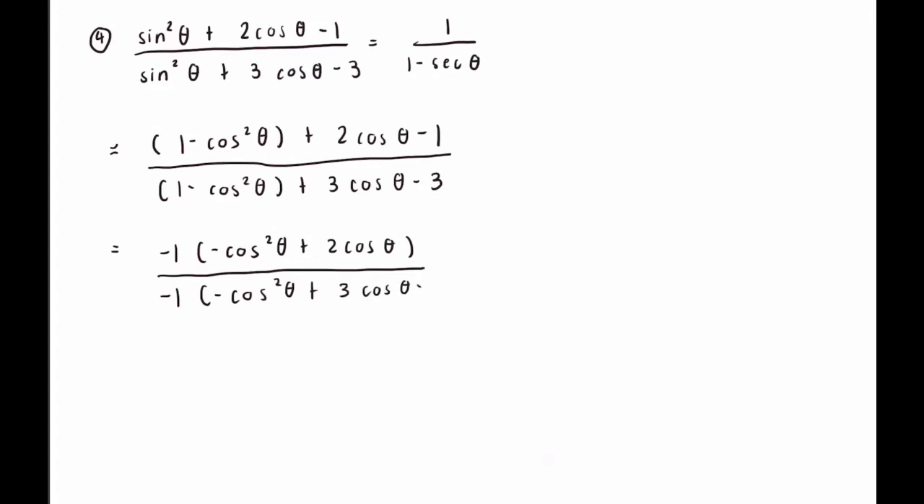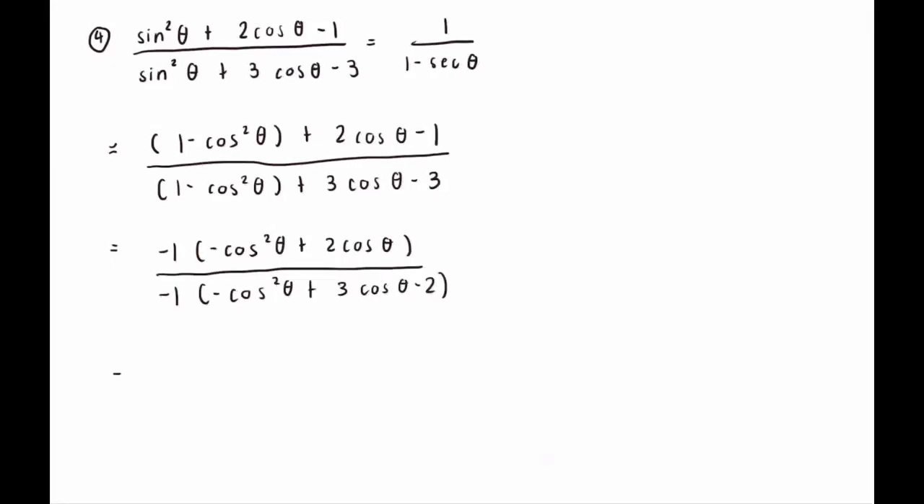Then, we can multiply negative 1 over negative 1, which is also equal to 1, to make the leading terms of the numerator and denominator positive. So now we have cosine squared theta minus 2 cosine theta over cosine squared theta minus 3 cosine theta plus 2.